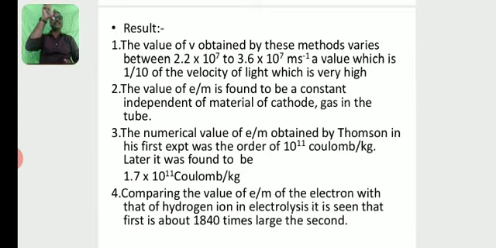So E by M, charge by mass, gives the specific charge of the electron, and its unit is coulomb per kg. Comparing the value of E by M of the electron with that of the hydrogen ion in electrolysis, it is seen that the first is about 1840 times larger than the second.